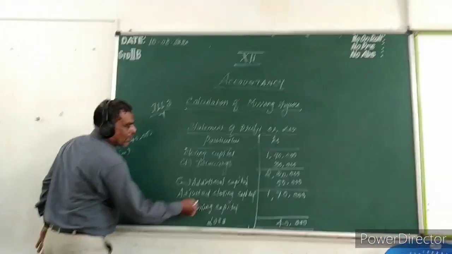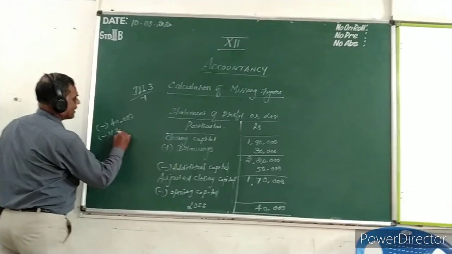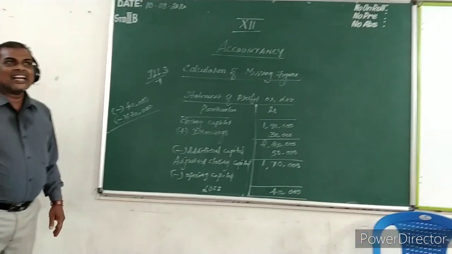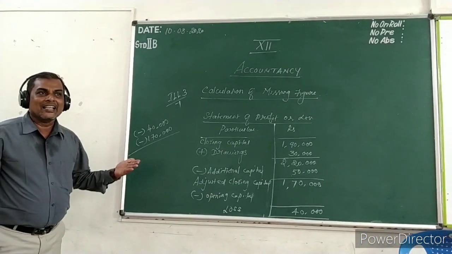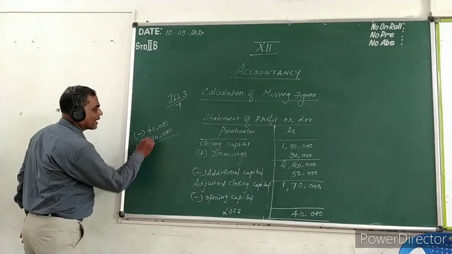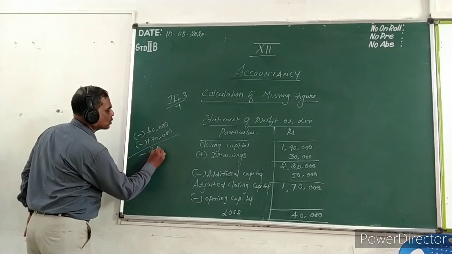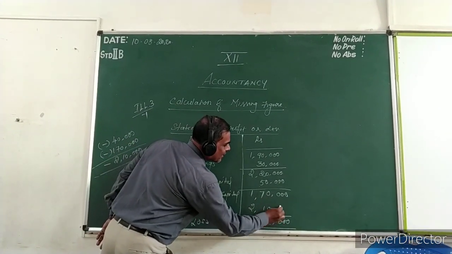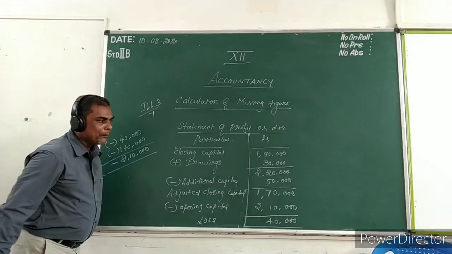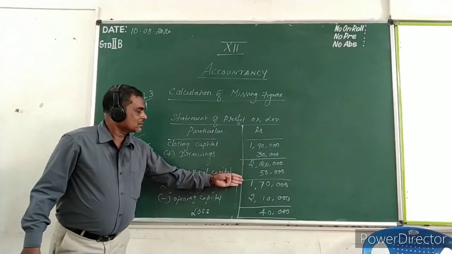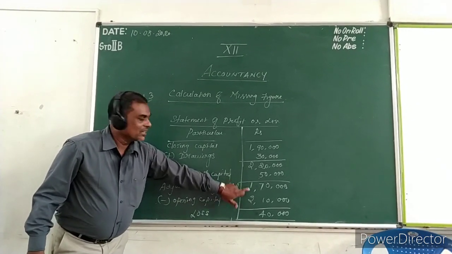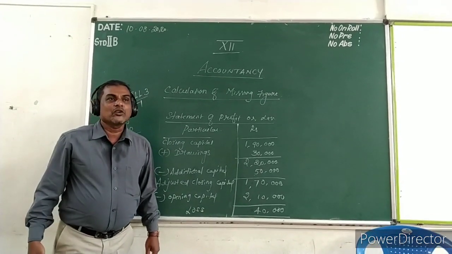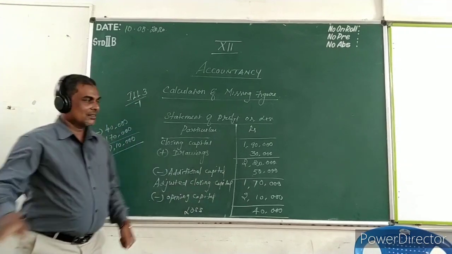What is the adjusted closing capital? 1,70,000. Understood or not? Now both are minus. In addition, minus and minus become minus only. So minus 40,000 plus 1,70,000 will get 2,10,000. So this is the value of the missing figure, 2,10,000, for opening capital. Now you just check your answer. From 1,70,000 you deduct 2,10,000, you will get 40,000 as loss. This is the way we have to find out the missing figure for all the sums. Okay, thank you.